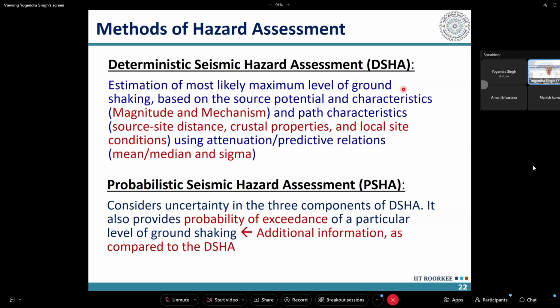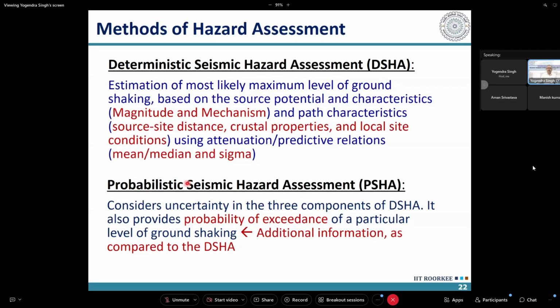Currently, our code is based on DSHA. The code which is in circulation is based on PSHA. So that is the major difference between the IS 1893 2016 version, and the same was there in the 1984 version also. That was based on DSHA. This is based on PSHA. A probabilistic seismic hazard assessment study has been conducted for all of the country, and based on that, a PSHA map, a hazard map, has been prepared.